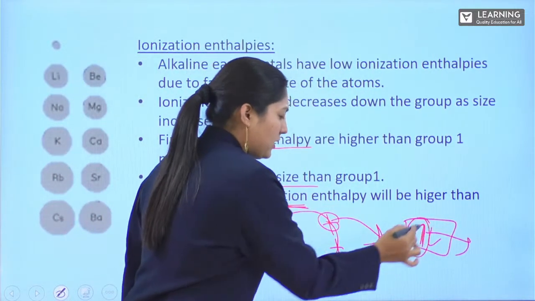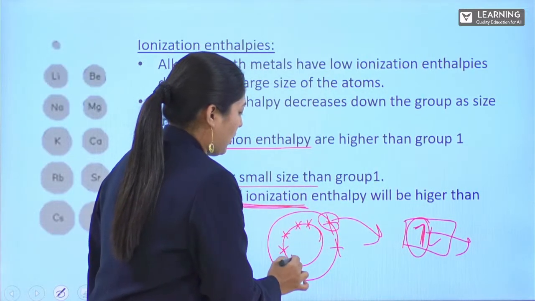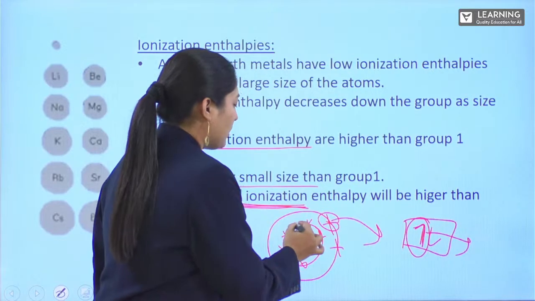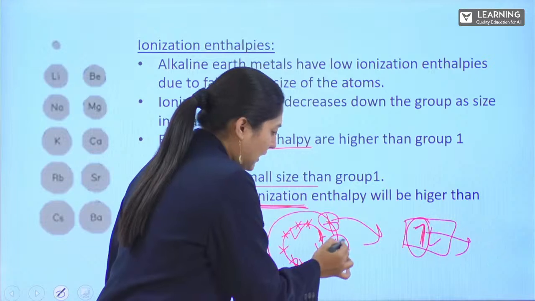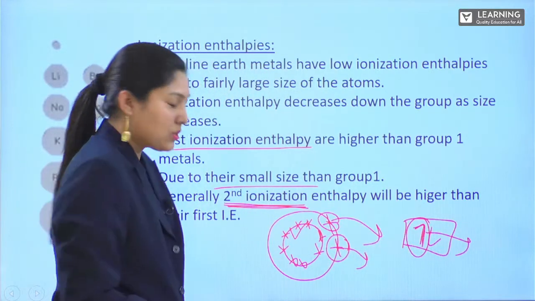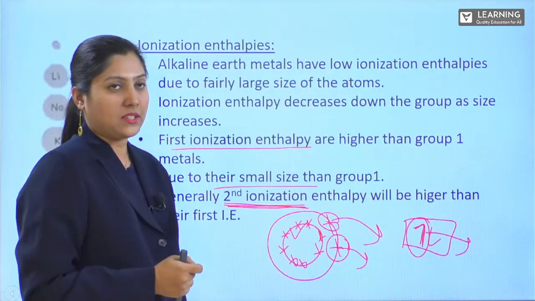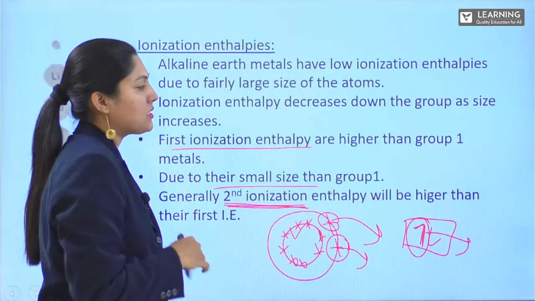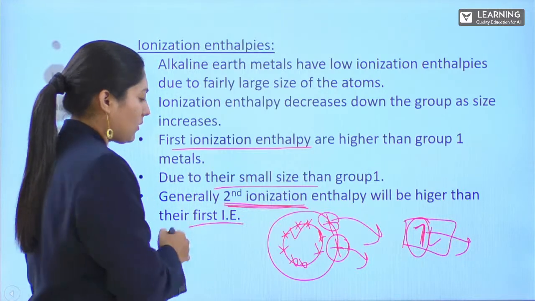So if you remove this, it will attain the octet structure or noble gas configuration. So this is more stable. So it will give you the second electron easily. So the second ionization enthalpy of alkaline earth metals, or second group elements, will be easier than that of the first one. Got it?